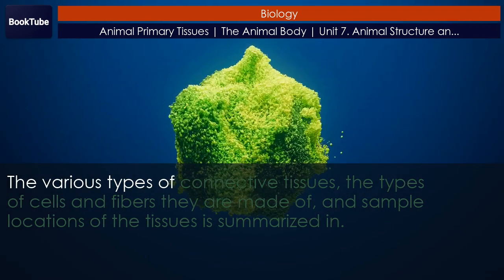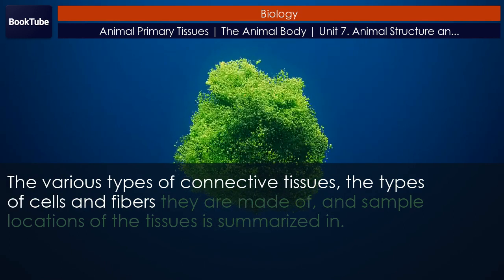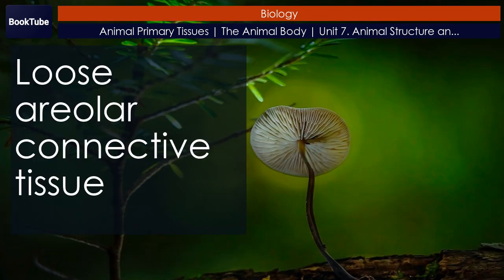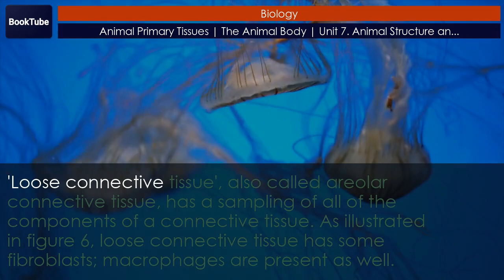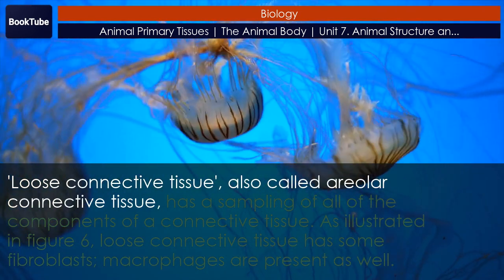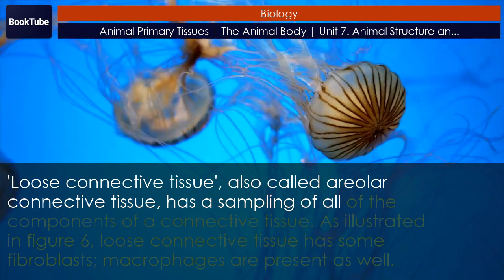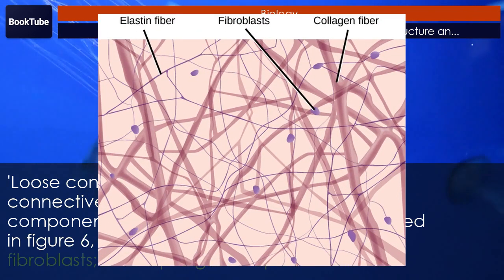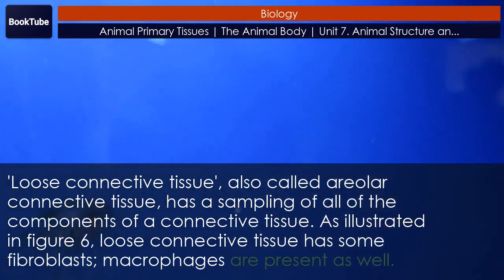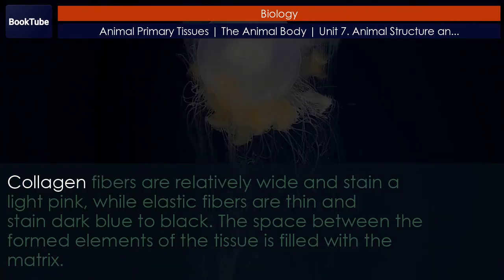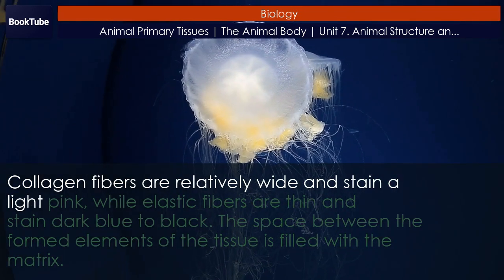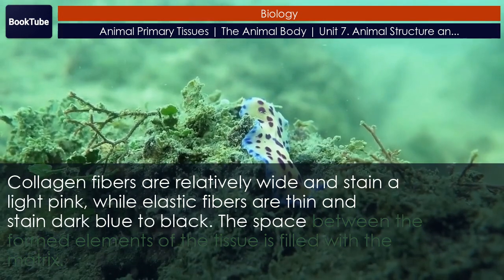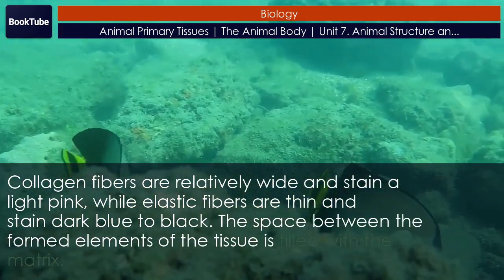The various types of connective tissues, the types of cells and fibers they are made of, and sample locations of the tissues is summarized here. Loose connective tissue, also called areolar connective tissue, has a sampling of all of the components of a connective tissue. As illustrated in Figure 6, loose connective tissue has some fibroblasts. Macrophages are present as well. Collagen fibers are relatively wide and stain a light pink, while elastic fibers are thin and stain dark blue to black. The space between the formed elements of the tissue is filled with the matrix.